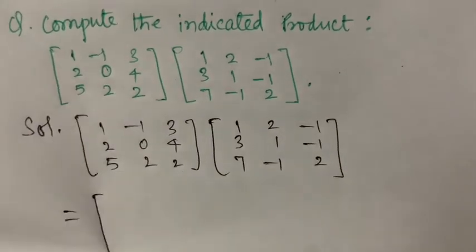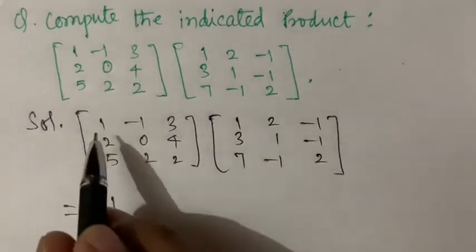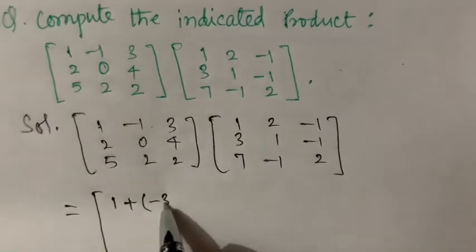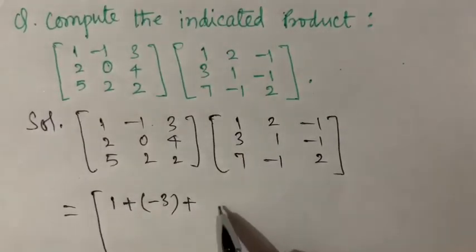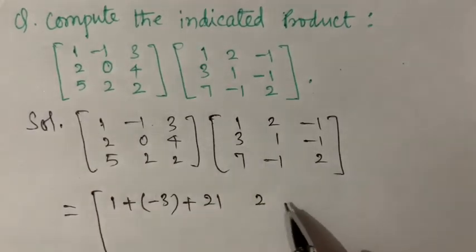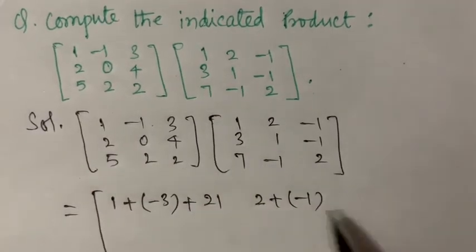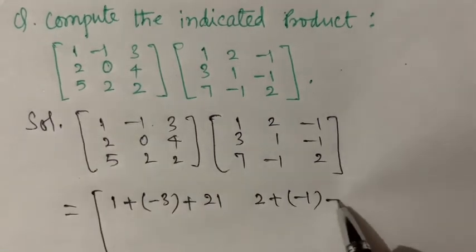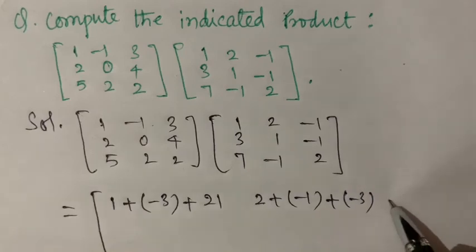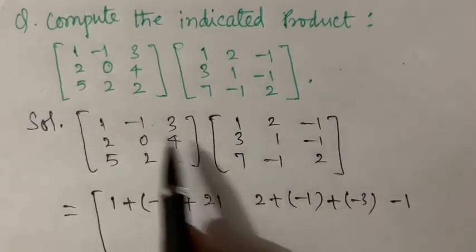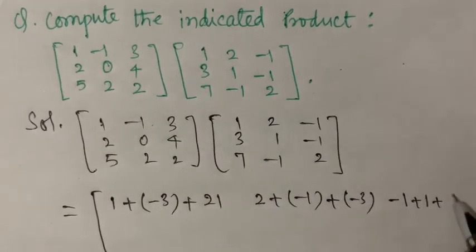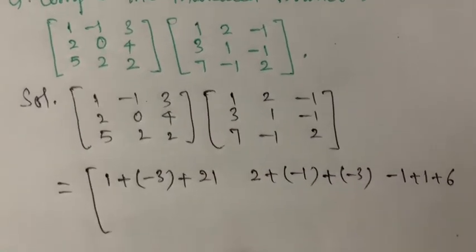It will be 1 into 1. Then we have plus minus 1 into 3, it will be minus 3, plus 3 into 7, 21. And then we will have 2, 1 into 2. Then we have minus 1 into 1, minus 1. Then 3 into minus 1 will be minus 3. Then we have 1 into minus 1 will be minus 1. Minus 1 into minus 1 will give us 1. And 3 into 2 will give us 6. So we have this one.